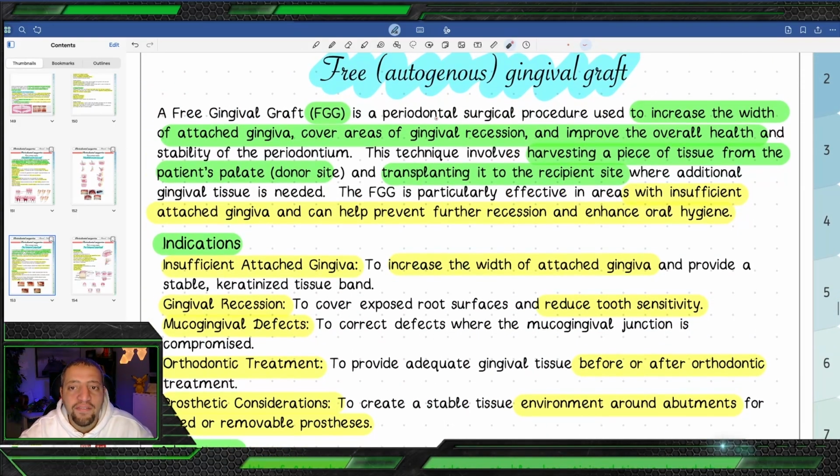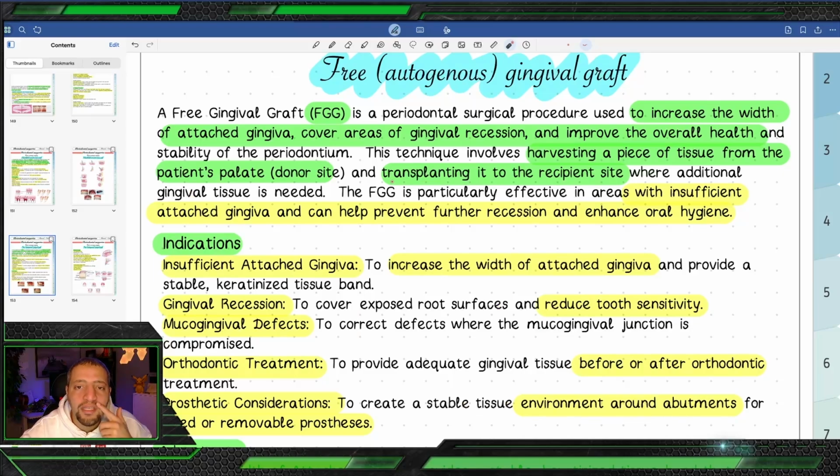Free gingival graft is a periodontal surgery to increase the width of attached gingiva, cover gingival recession, and improve overall health and stability of the periodontium. This technique involves harvesting a piece of tissue, so it's not subepithelial. We harvest a piece of tissue from the palatal side, which is the donor side. This is the pool side where we get all our flap from, and transplant it to the recipient side.